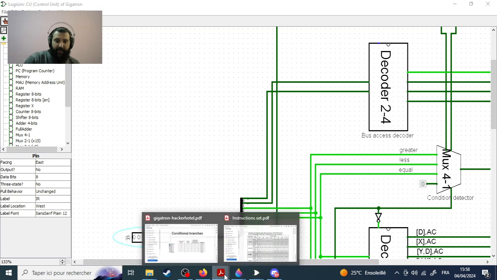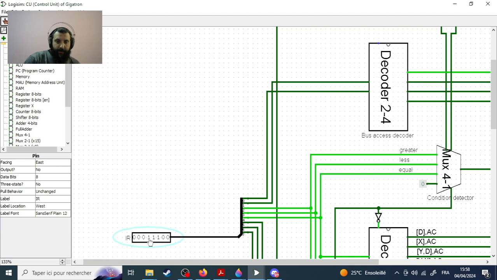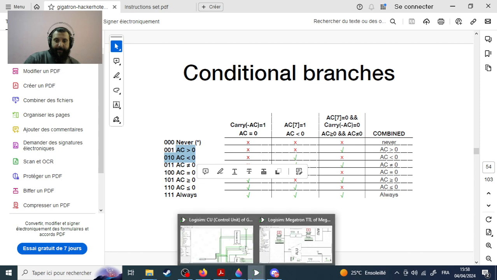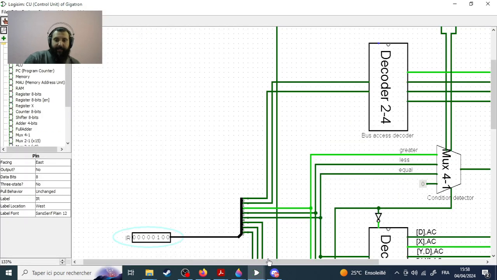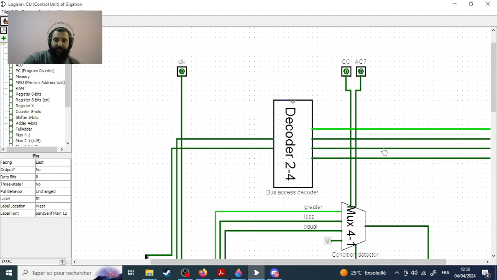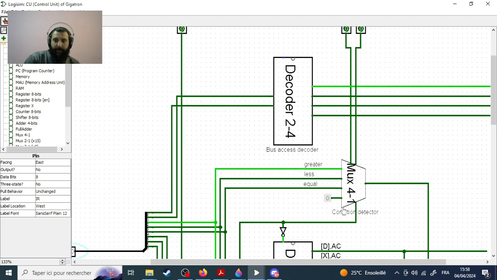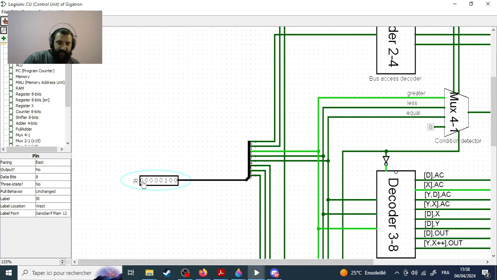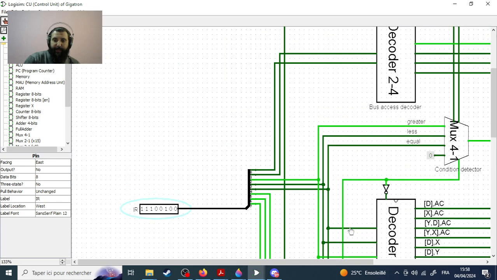The condition was 0, 0, 1, sorry. 0, 0, 1. This is the condition. The condition is what? We have to test if IC is greater than 0. And we can see here, we have the greater, and we have here 0, 0. Sorry, I have to choose the instruction BCC. BCC instruction is there, 1, 1, 1. We choose the BCC and the matrix is activated.